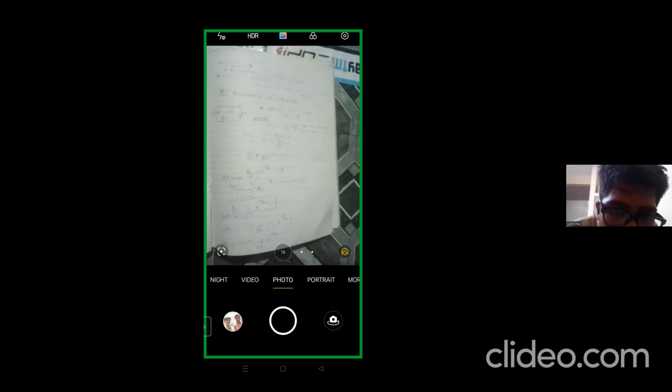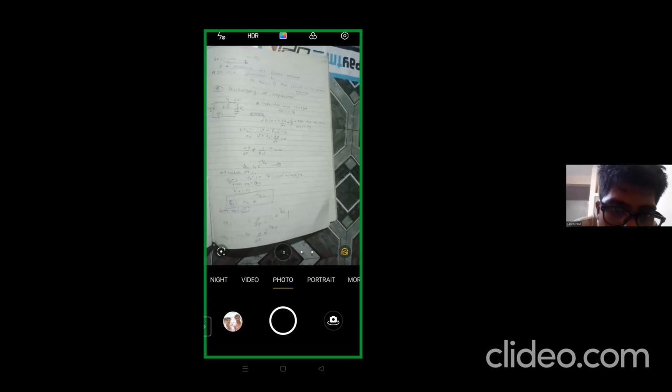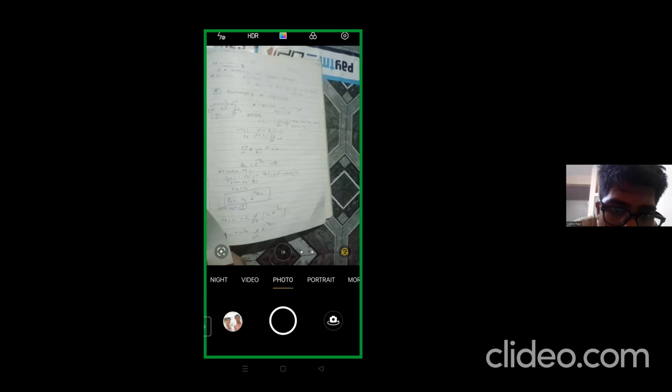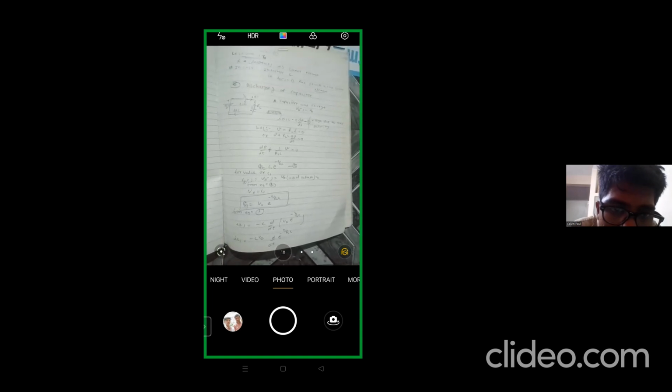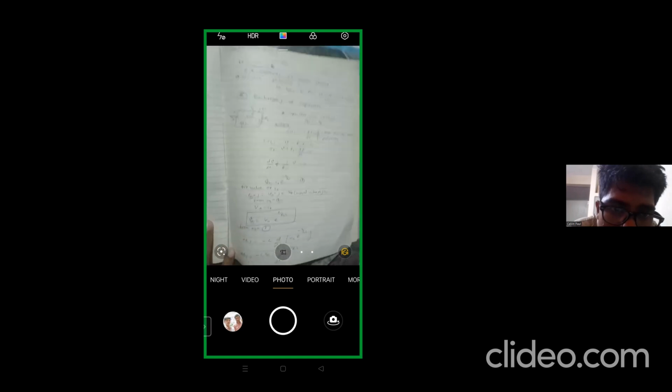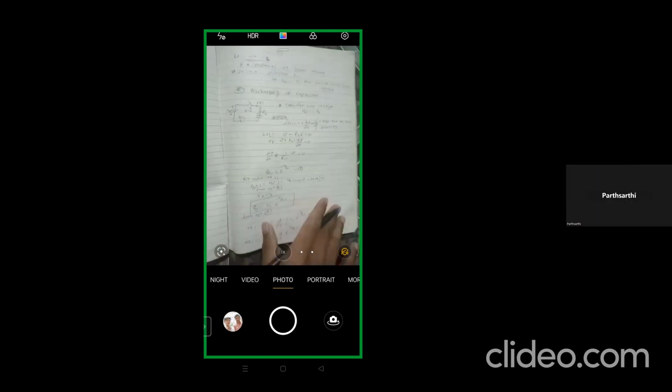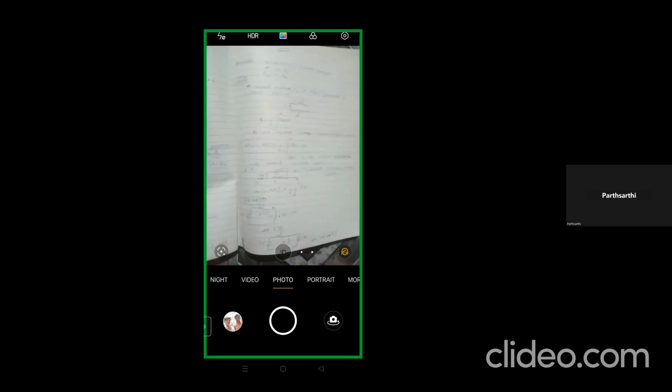Wait a minute. Hmm. No, there's an inductor also in the circuit, right? Sir, no, here sir, there is no source. So, sir, may I say something?